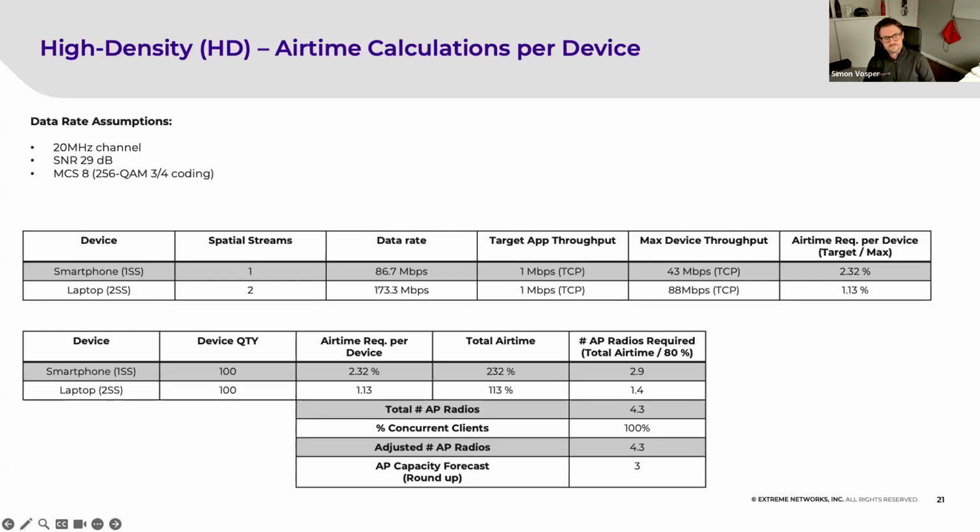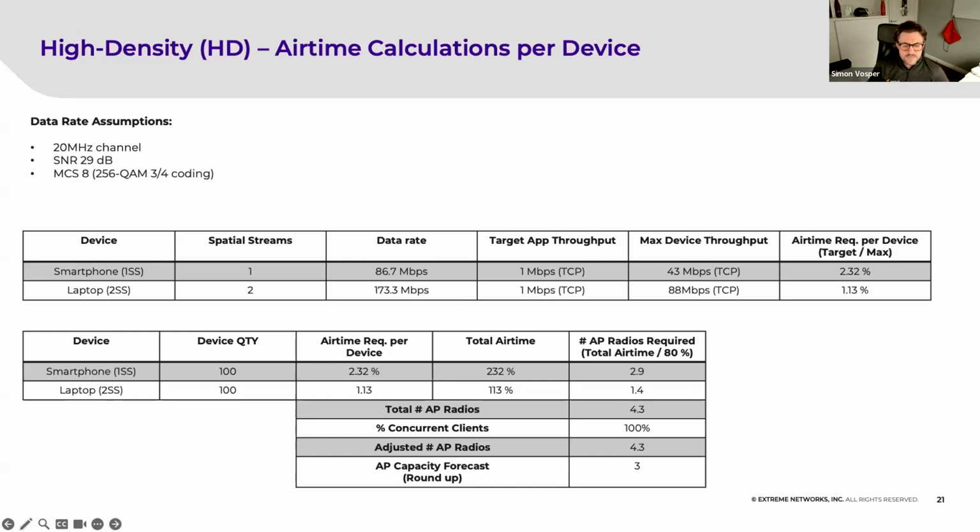So when we do some forecasting, we actually add the device numbers in. Now we know that we want 100 of each device. So we can take what we know about the airtime requirement for each device, multiply it out and get ourselves to a number of APs that we're going to need to support those devices. So if we times that 2.32% by 100, it needs 232% of airtime. For the laptops, again, 100 of those needs 113% of the airtime.